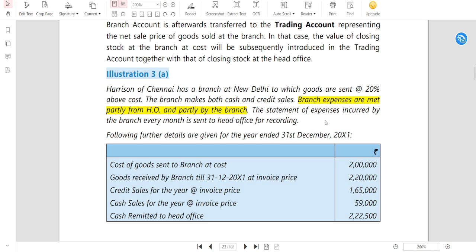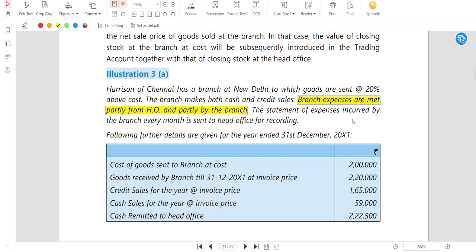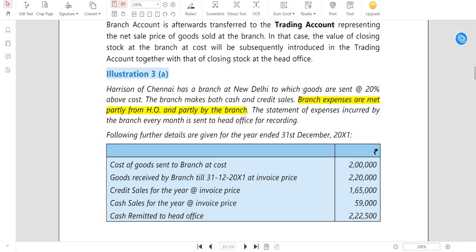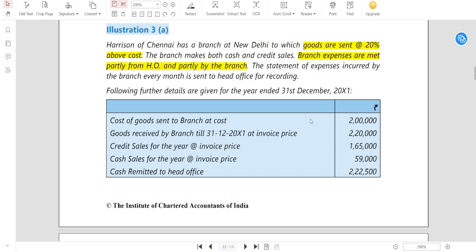See the way I actually read this particular topic. When I read this, I stop at the full stop and try to recapitulate by backing up the question again. So this one line I understand first, then I move to the second line and try to understand. Then when I have read everything, I highlight all the important points that we need to discuss in the question. This is the way of reading the question, and it will be easy for you next time. Following further details are given for the year ended 31st December 20X1.